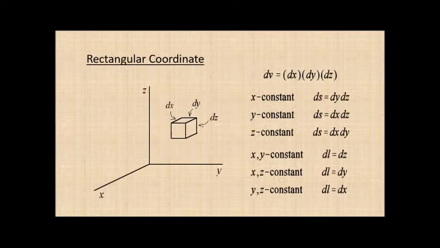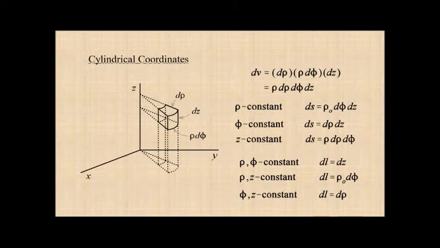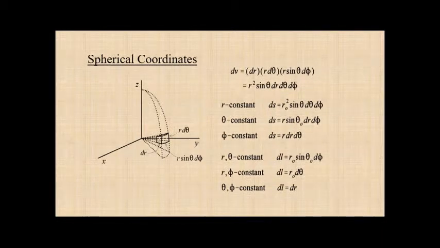Firstly, for rectangular coordinate, dv equals dx times dy times dz. For cylindrical coordinate, dv equals d rho times rho d phi times dz. Third one, spherical coordinate, dv equals dr times r d theta times r sin theta d phi.